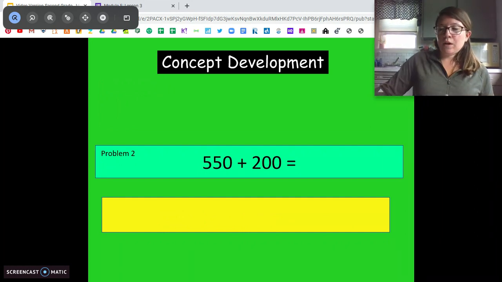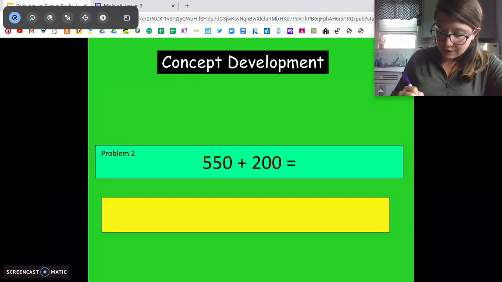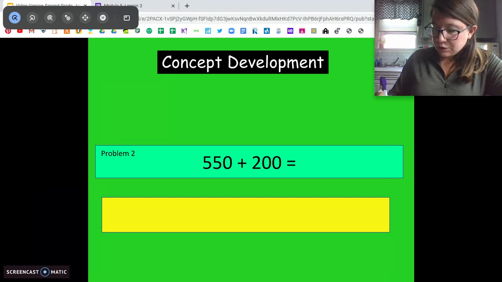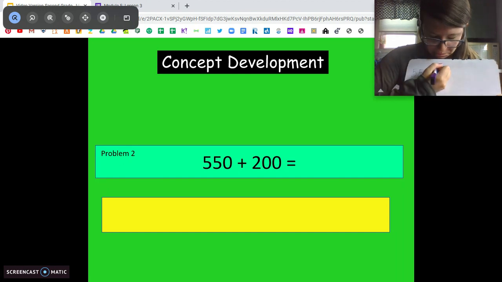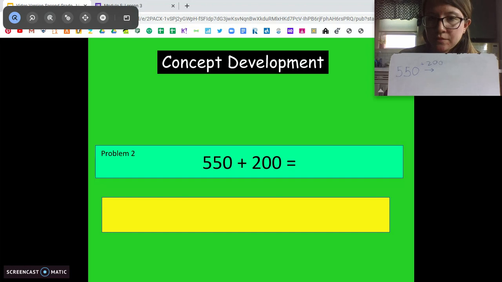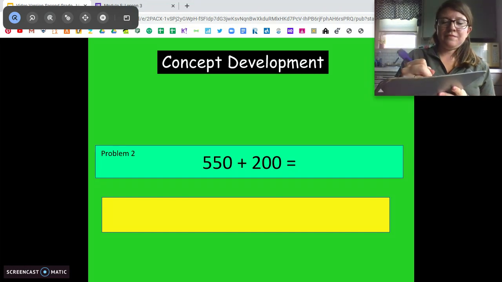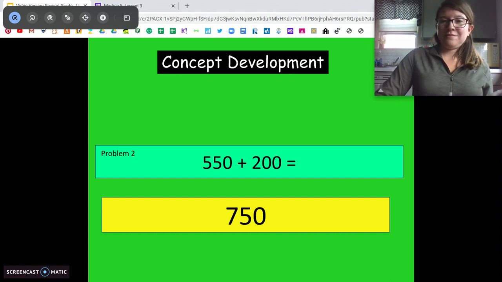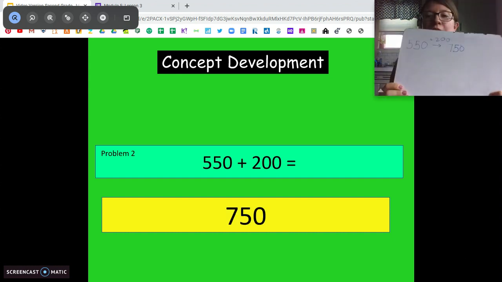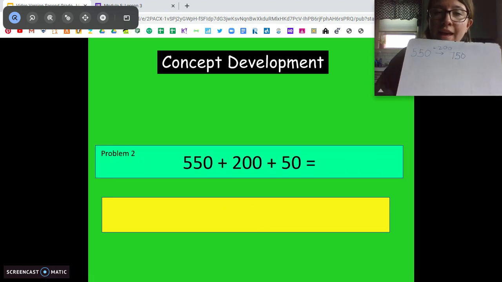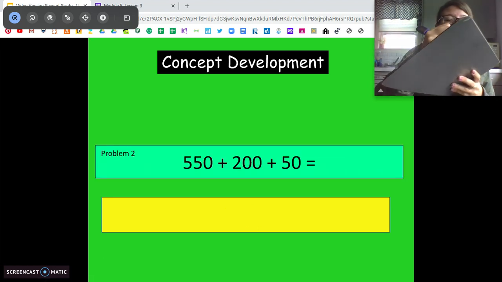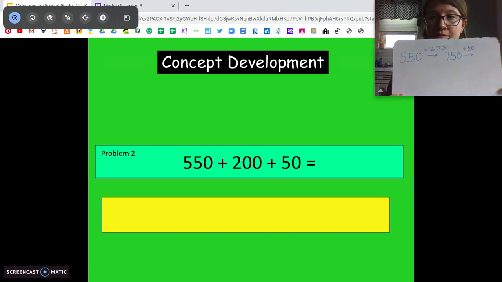550 plus 200. So what I want you to write on your paper is 550, and then show me the arrow way. 200 equals what? Good? Awesome. So your paper should look like this. Now we're going to add another 50 to that. So show me the arrow way. You're going to add another 50. What'd you get?